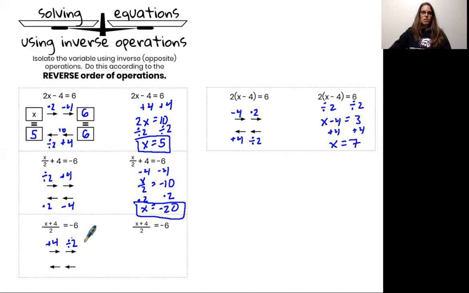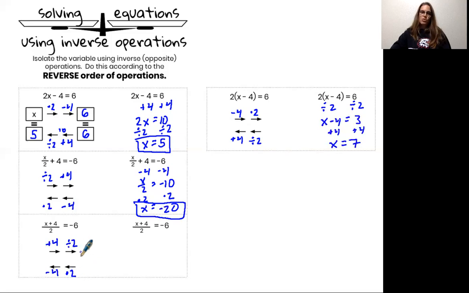What this means is that when I perform inverse operations in opposite order of operations, my first inverse operation is to multiply by 2, and my second inverse operation is to subtract 4. So my inverse operations are the same, minus 4 times 2, but they're performed in a different order because of my order of operations, and therefore my reverse order of operations.